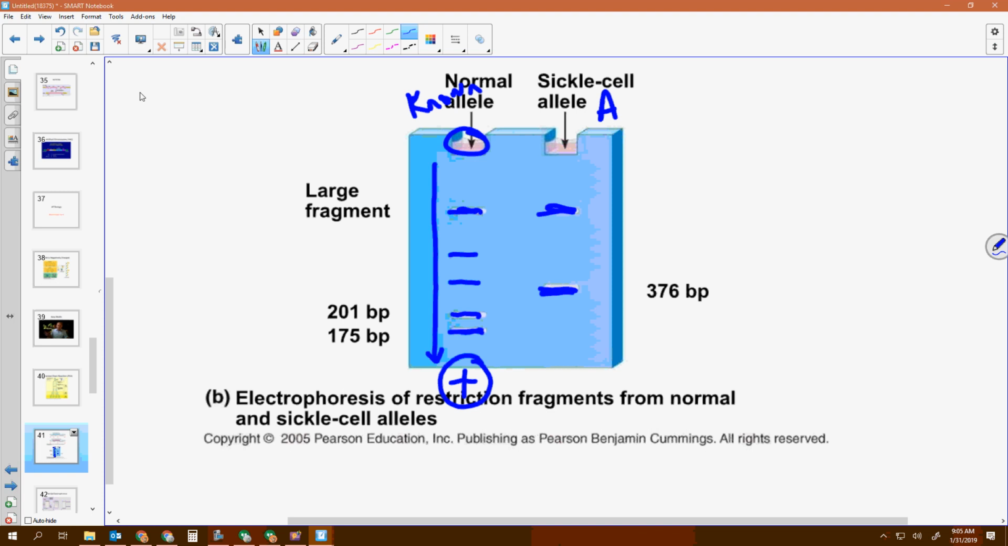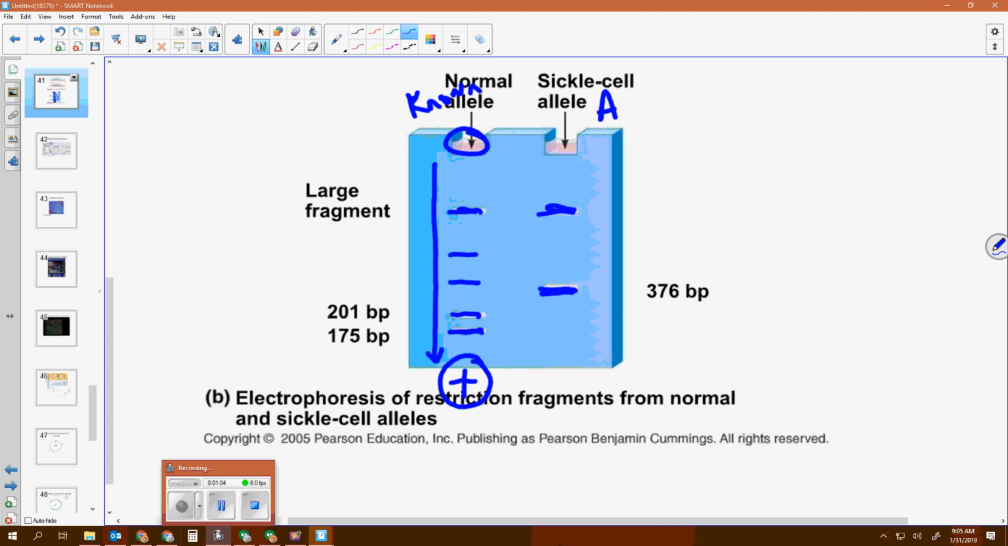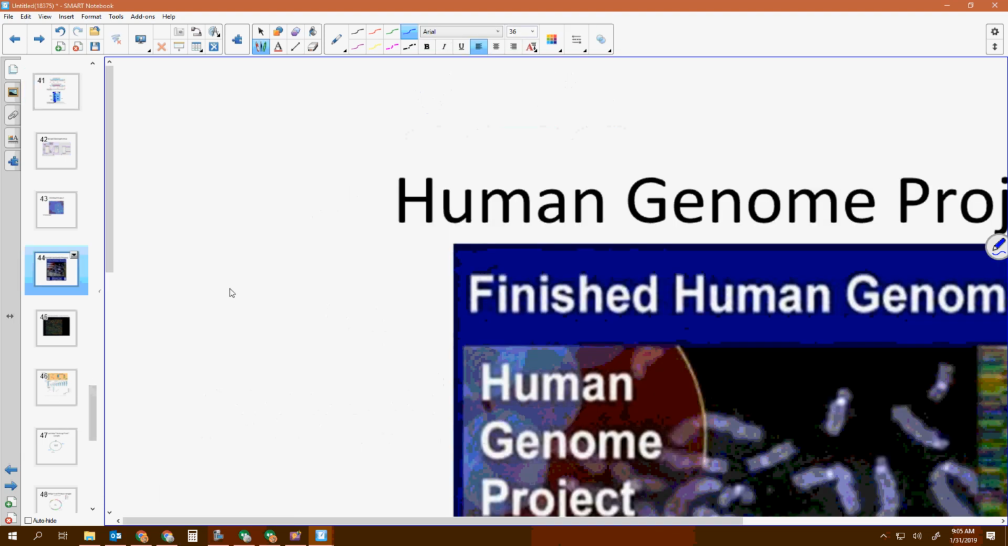This is used at crime scenes. This has lots of different applications for understanding the human genome and how we compare it to each other. One final thing here is the Human Genome Project, which needs to be mentioned.